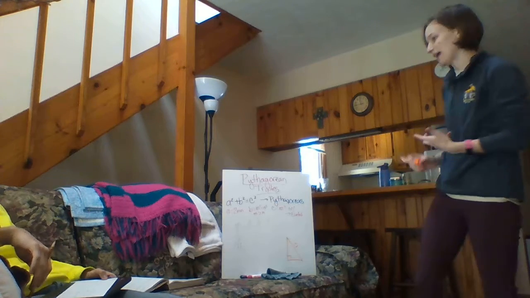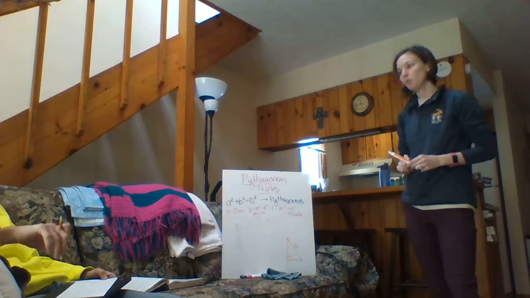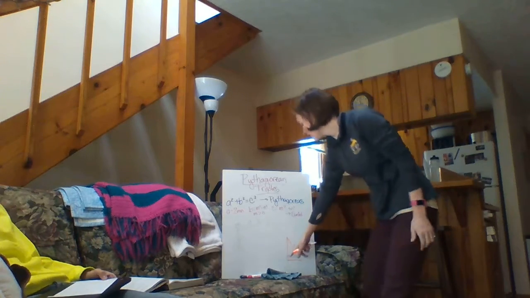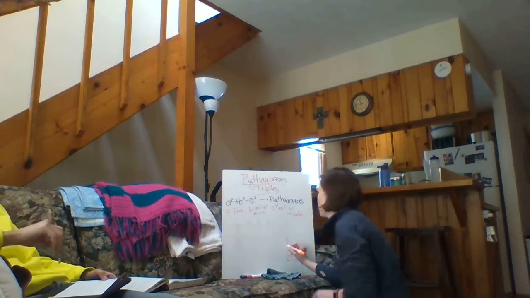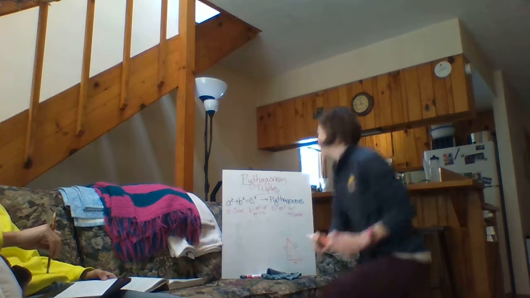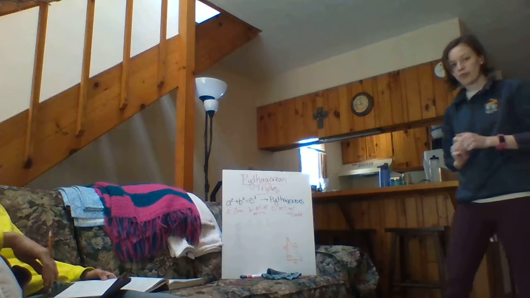Does it matter which one is A and B? Nope. Okay, because our A and our B are interchangeable legs because we have a right triangle. So I'll label this one as A and this leg is B. So there's our Pythagorean theorem.